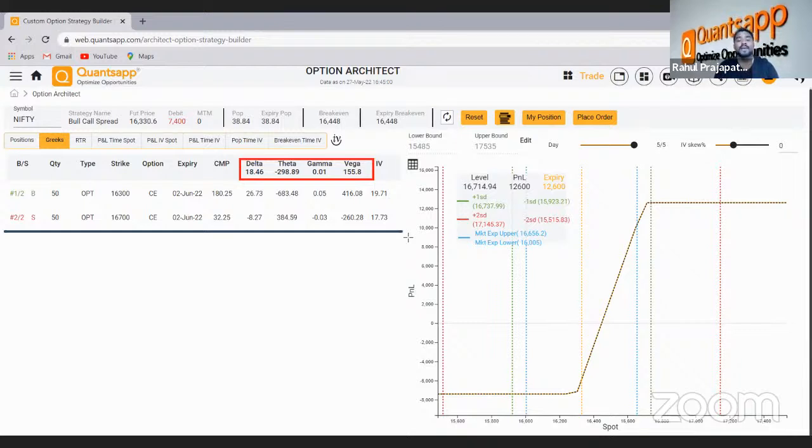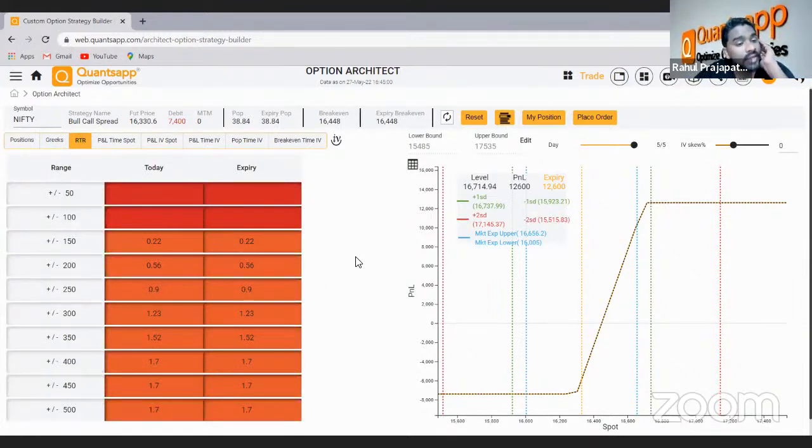Okay. Then we have Vega. Vega says that for a 1% change in implied volatility, I'm going to make 155 rupees. So that is the Greek understanding. That's the first thing.